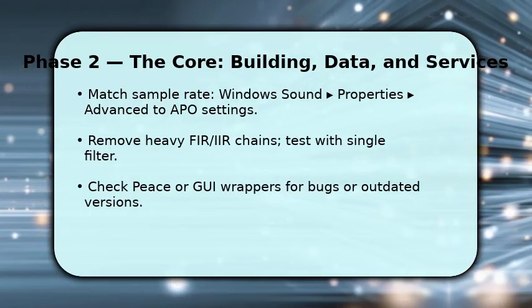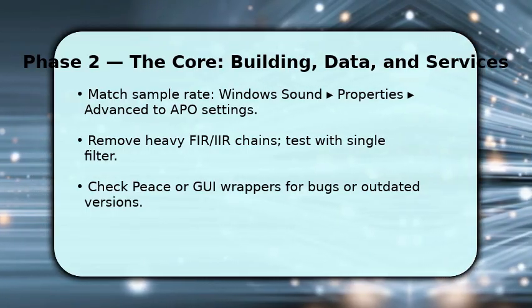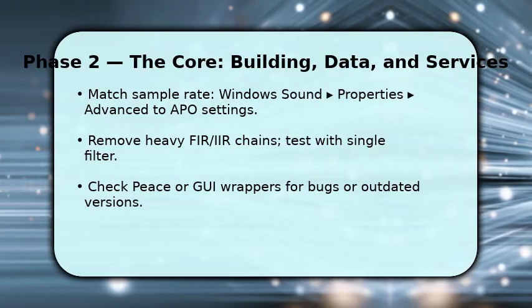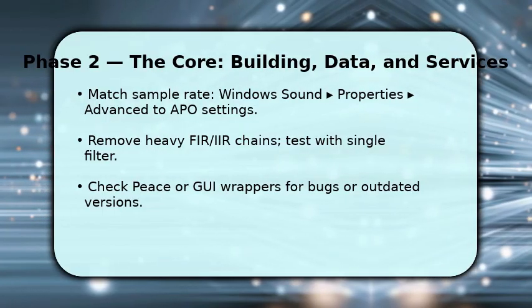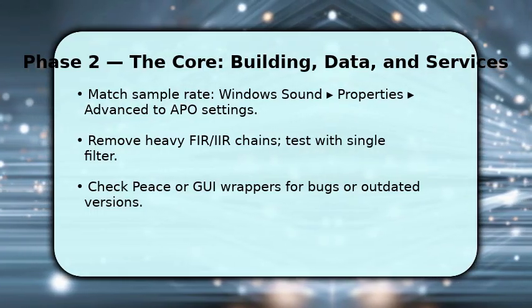Then simplify your configuration. Disable complex FIR or long IIR chains and try a single band to see if cutting out stops. If you use Peace or another GUI, update or bypass it temporarily. Wrappers can introduce timing or crash problems.